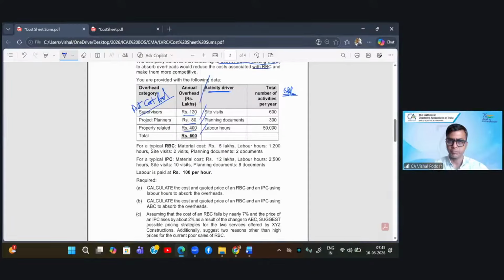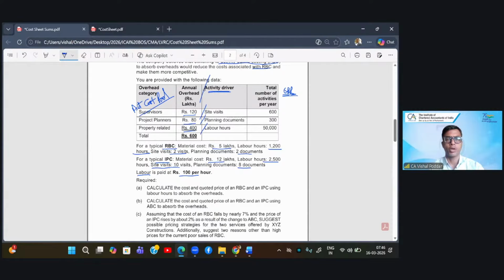Now, what further details are given? For a typical RBC, the material cost is 5 lakhs, labor is 1200 hours, site visits are 2, and documents are 2. So this will help you in charging overheads as per ABC. Then for IPC project, material cost is 12 lakhs, labor hours is this much, site visits are 10, documents are 800. Labor is paid at the rate of 100 per hour, so this will help you get the wages.